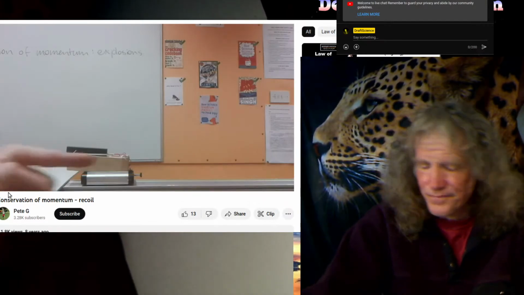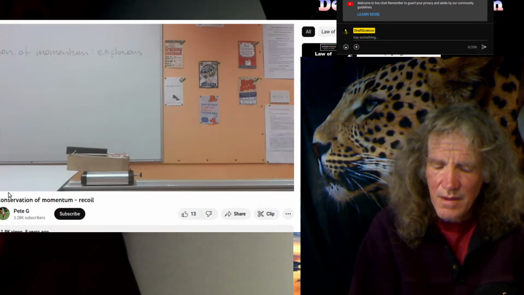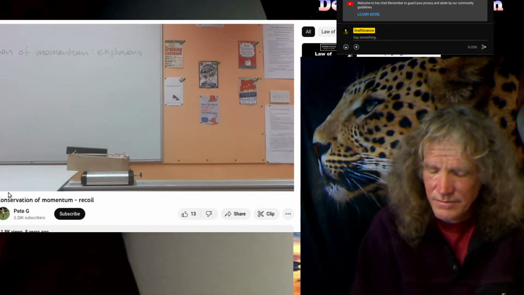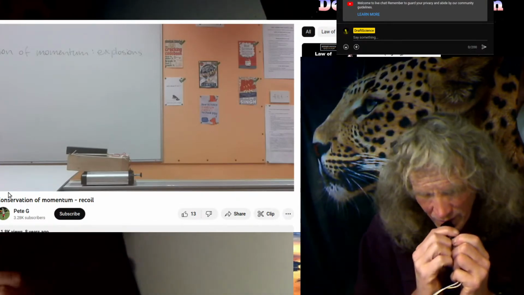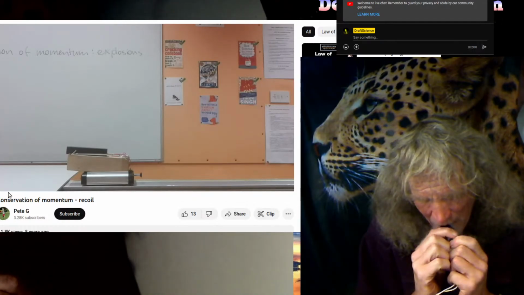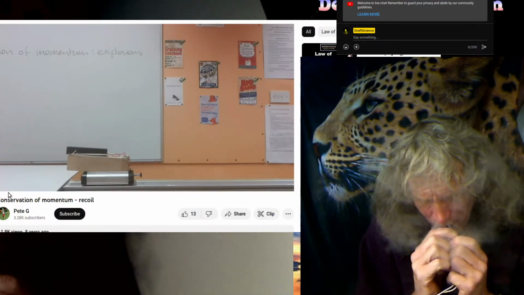The trolley moves off to the right with positive momentum. The weight moves off to the left with negative momentum. And for the total momentum to be zero, which is what it is at the start. Now, we can't measure whether it's zero or not, but we can get a rough idea just by having a look at it.